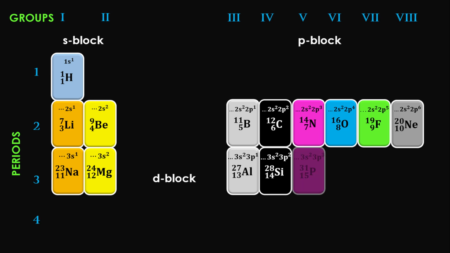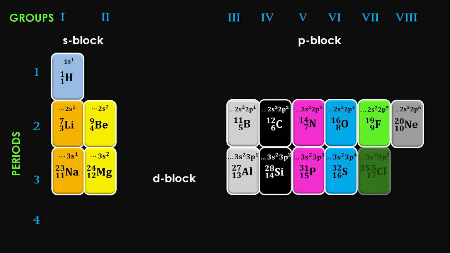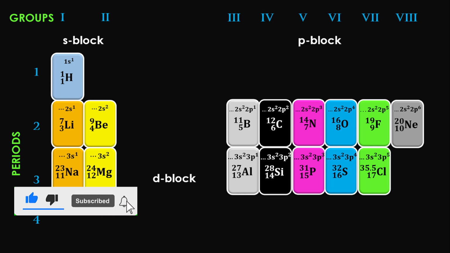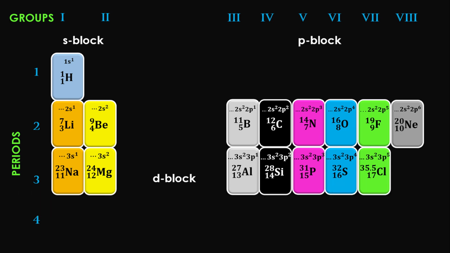Phosphorus in group 5 has its valence electrons as 3s2 and 3p3. Sulfur in group 6 has its valence electrons as 3s2, 3p4. While chlorine, which has its valence electrons as 3s2 and 3p5, is in group 7, and argon with a valence orbital configuration of 3s2, 3p6 is in group 8.